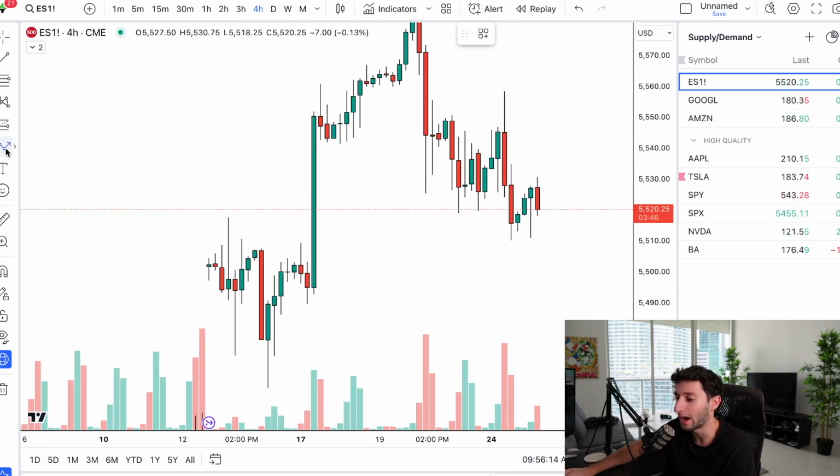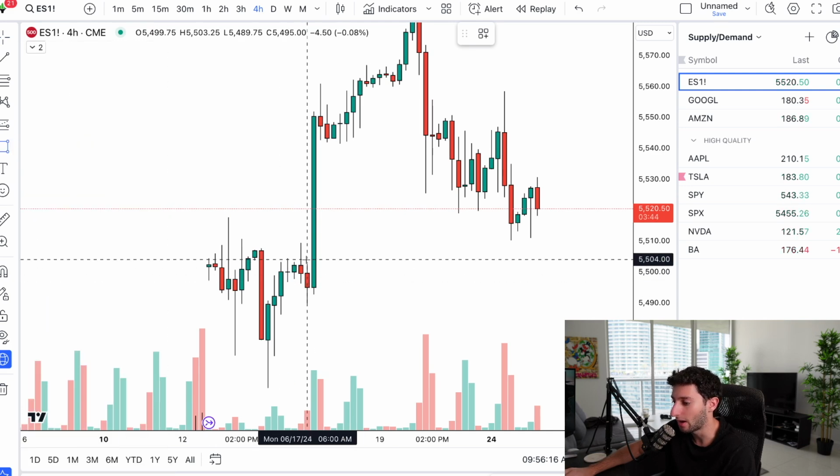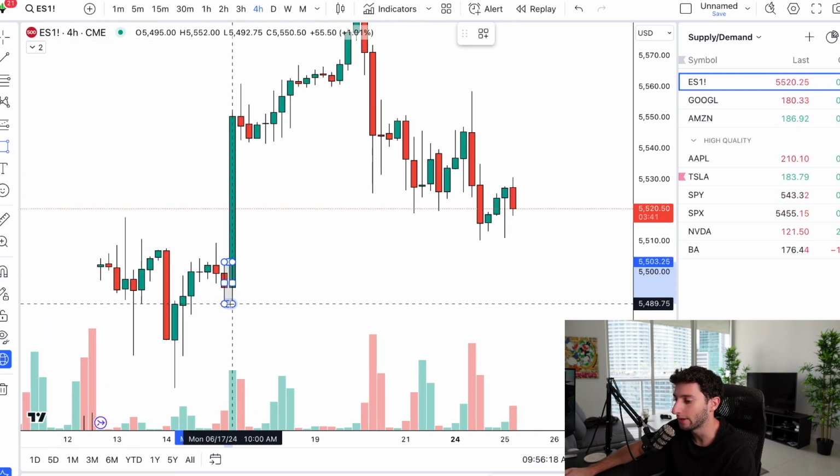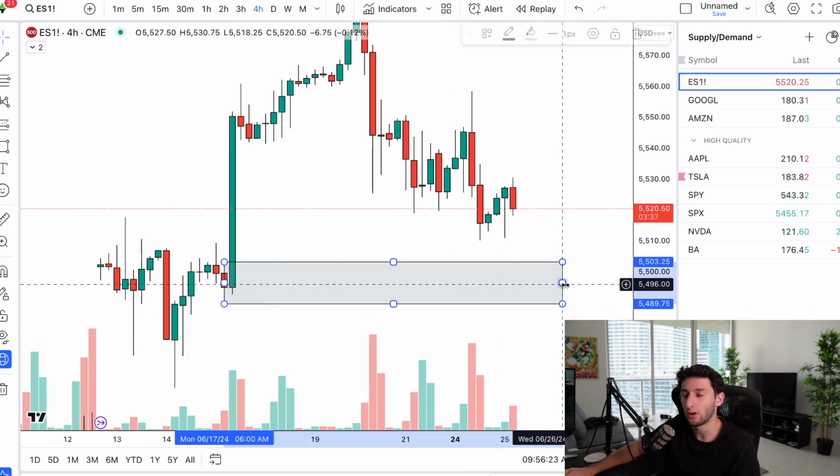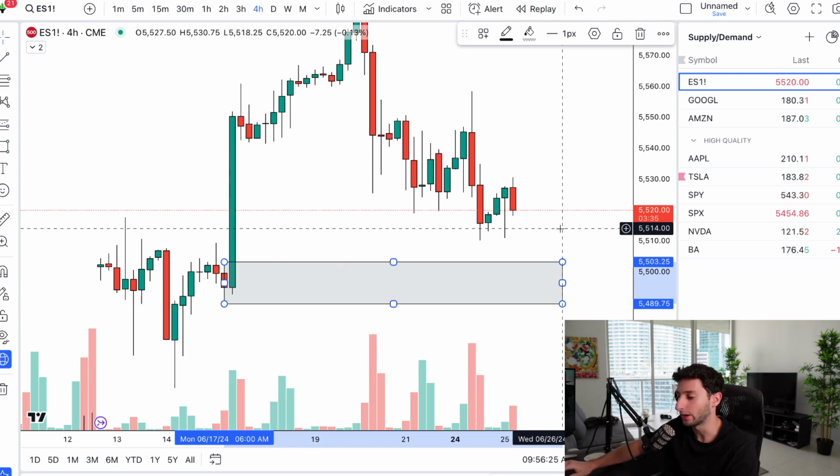And you'd go from the high to the low of that area. So we take the high of the last candle like so, bring it down to the low, and then that would be our demand zone, okay? Now, this is how I was taught, and it's honestly not the best way to trade these zones, okay?